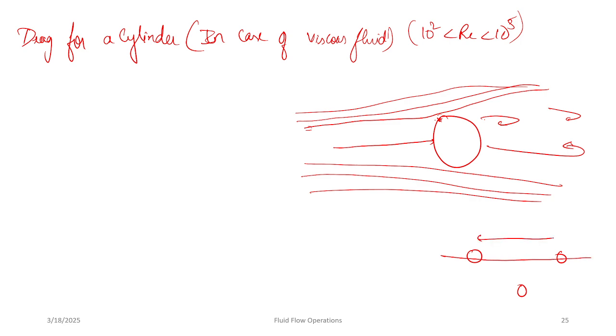So let's say the distance between these vortices is L, and there's one more big vortex which is separated from this pair of vortices by a distance of B. So B by L will be equal to 2.81, and this is based on Karman's calculations.